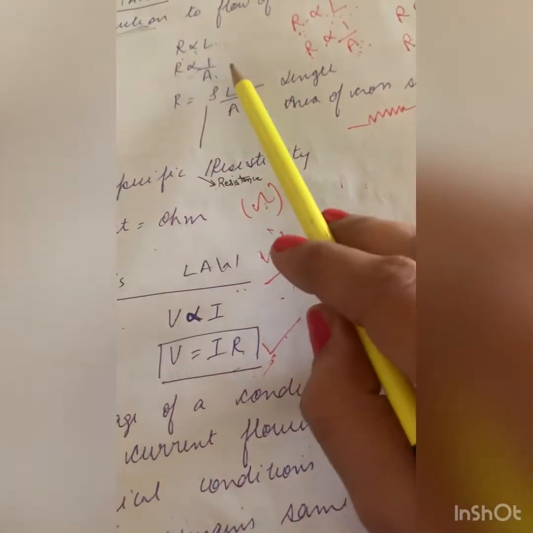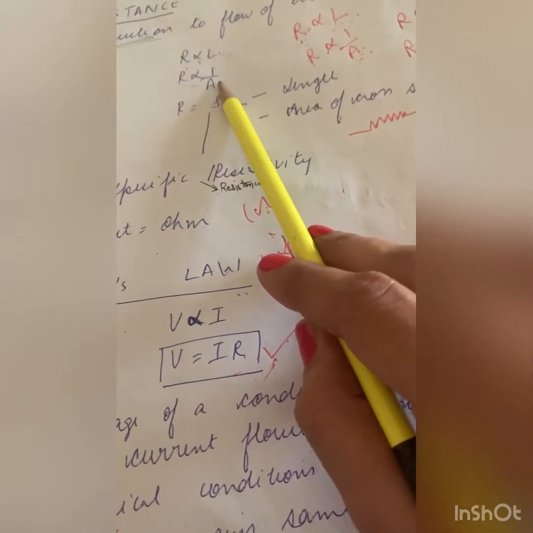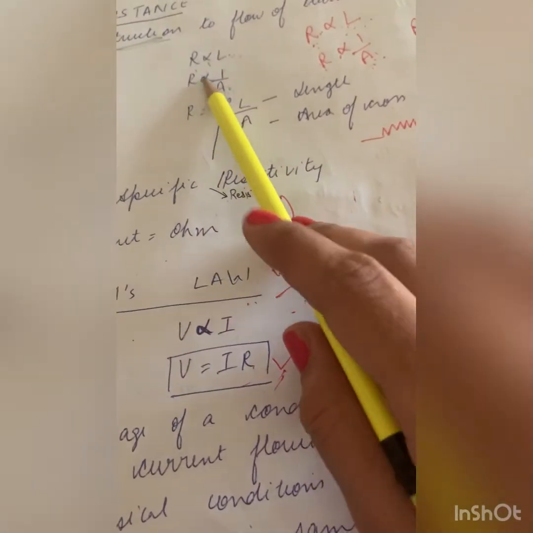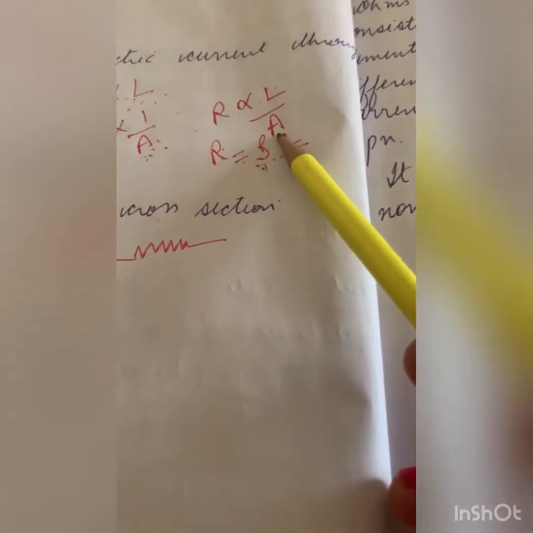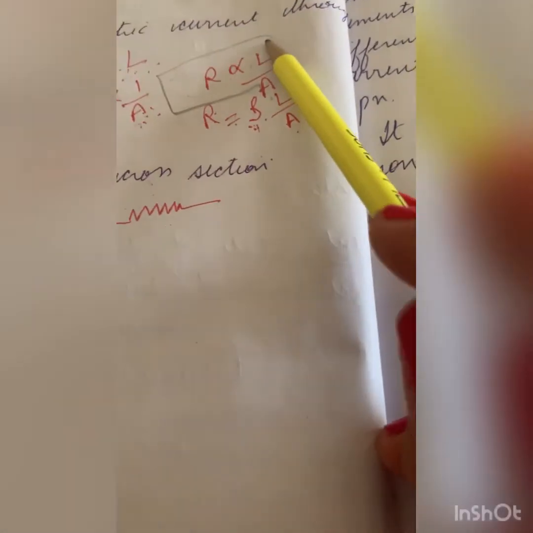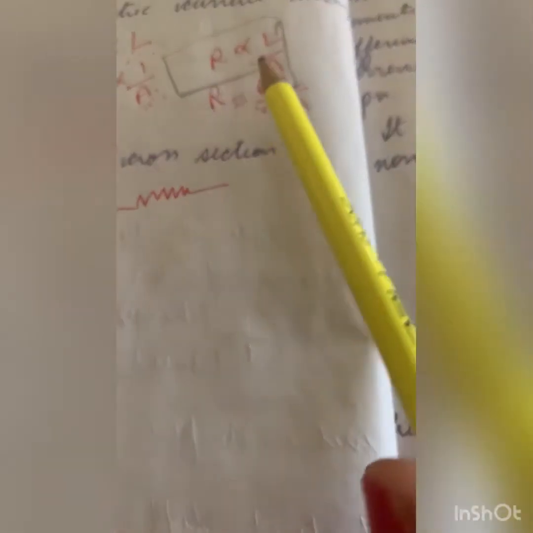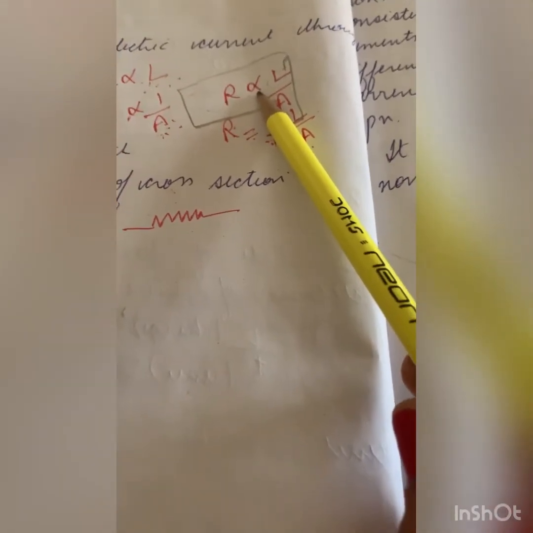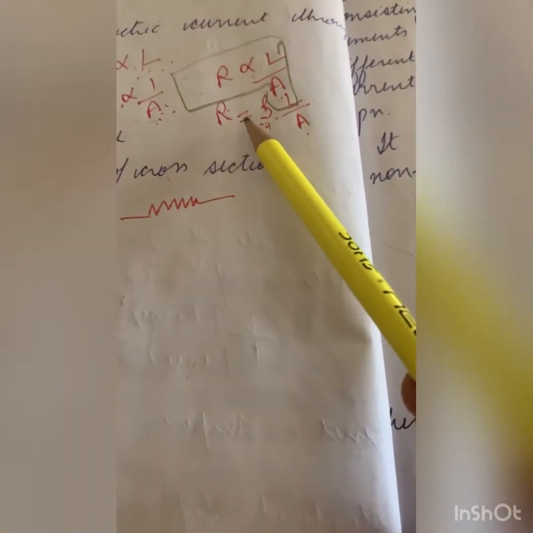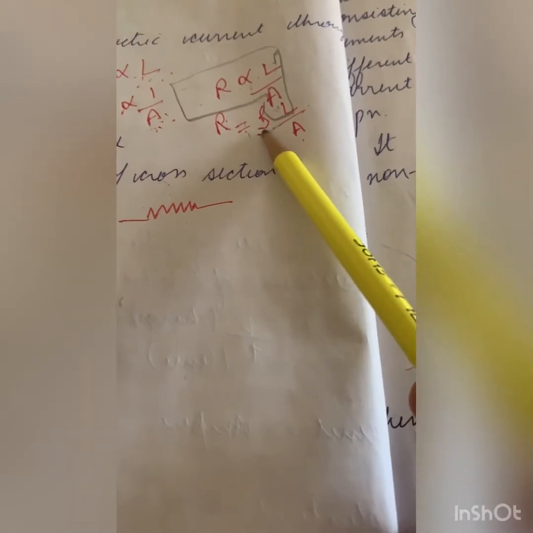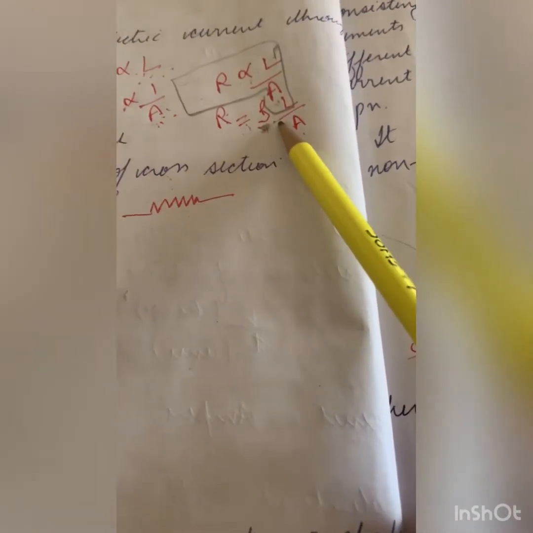Length is directly proportional, and A, the area of cross section, is inversely proportional. So when I write this, R is directly proportional to L upon A. This will be my formula representation. And if I have to remove this proportionality sign, I need to add some constant. So I will write R is equal to rho L upon A, where rho is one constant.